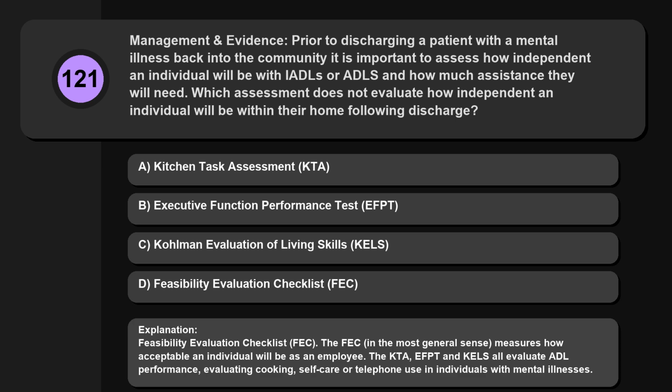Feasibility Evaluation Checklist, FEC. The FEC, in the most general sense, measures how acceptable an individual will be as an employee. The KTA, EFPT, and CALS all evaluate ADL performance, evaluating cooking, self-care or telephone use in individuals with mental illnesses.